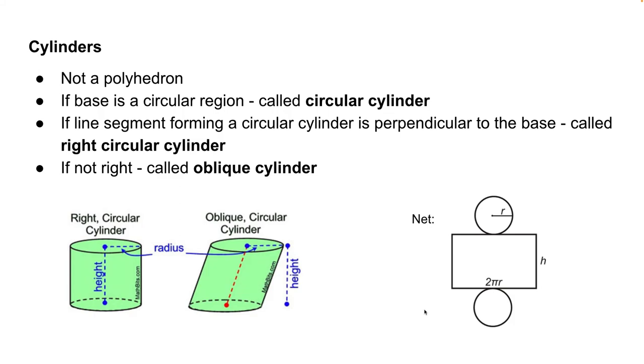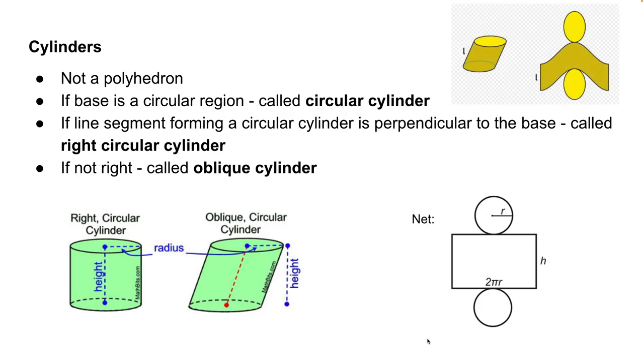Okay, so we can find the length here, and we can easily find the surface area. Surface area will be h times 2 pi r plus pi r squared plus pi r squared, right? Okay, we can always extend it. And the oblique circular cylinder's net will look like this. A little bit weird, isn't it?